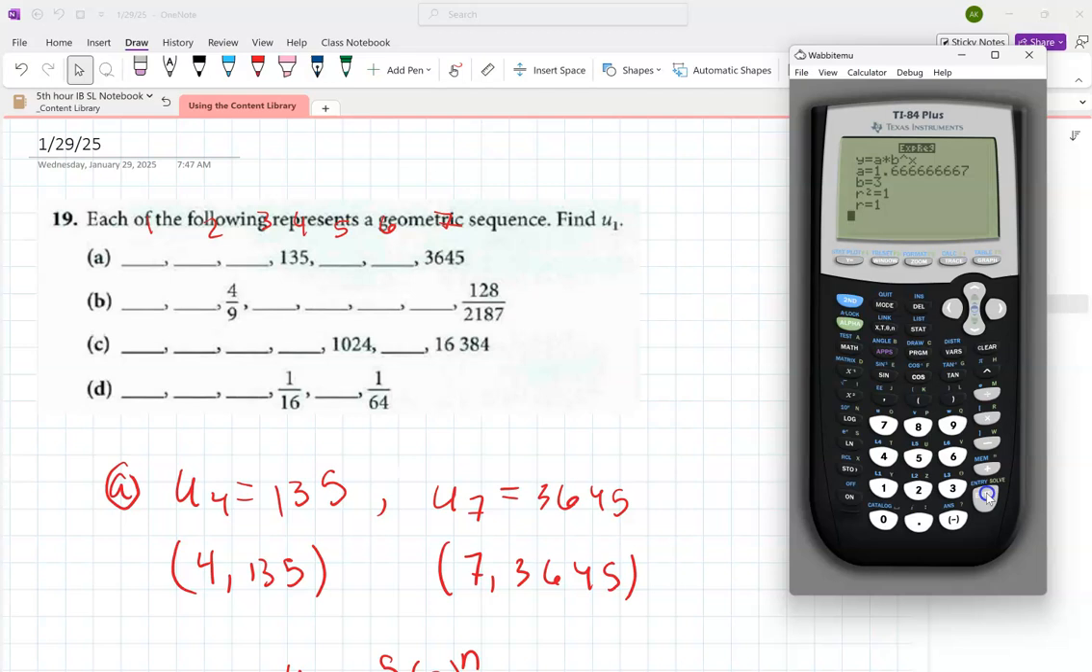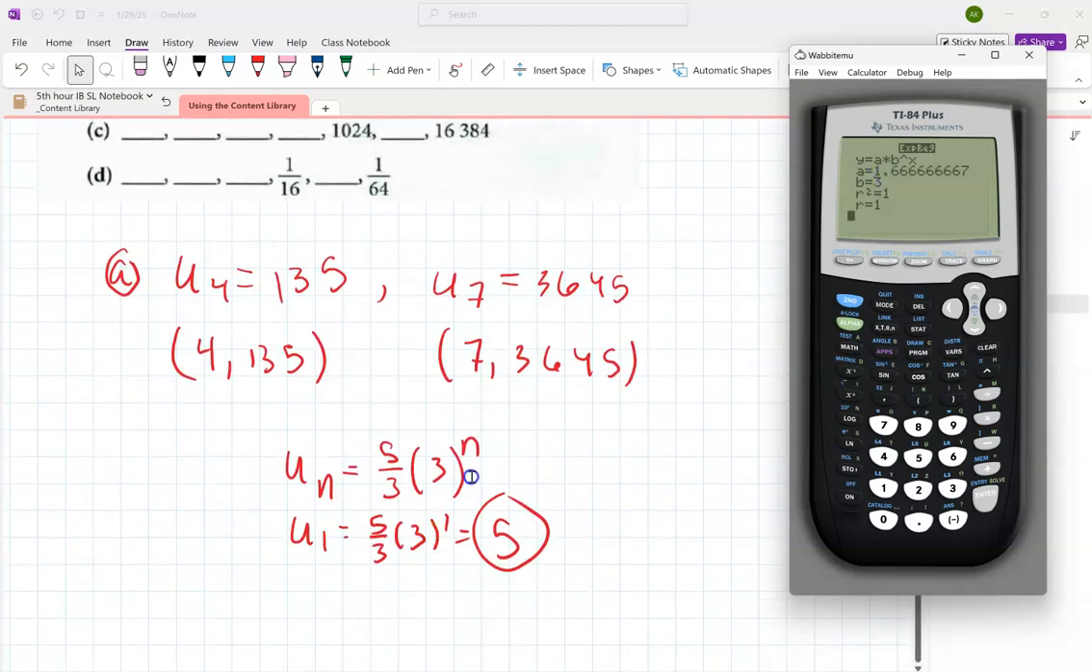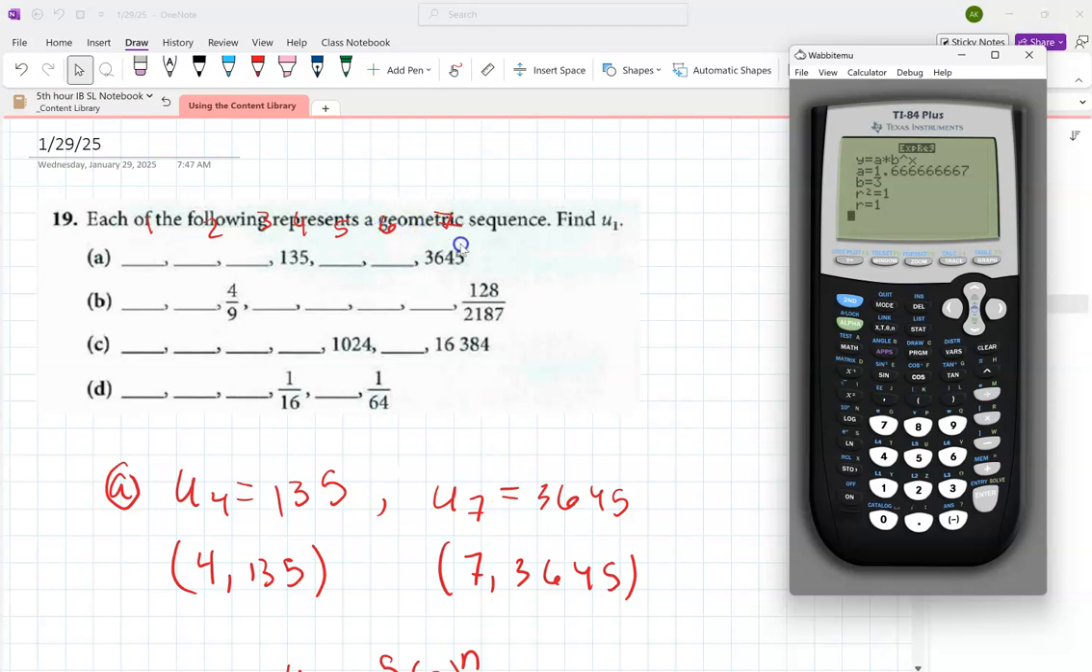And that spits out my equation, right? It tells me that my equation is y equals a times b to the x. My a is 5/3. My b is 3. So that's allowed me to write this equation. And then if I wanted, say, the first term, I just plug 1 in for n. And it spits right out for me. Does that feel okay? If the problem had said this was an arithmetic sequence, I can do the same steps, but instead of using an exponential reg, I can use lin reg. And it'll work the exact same way.